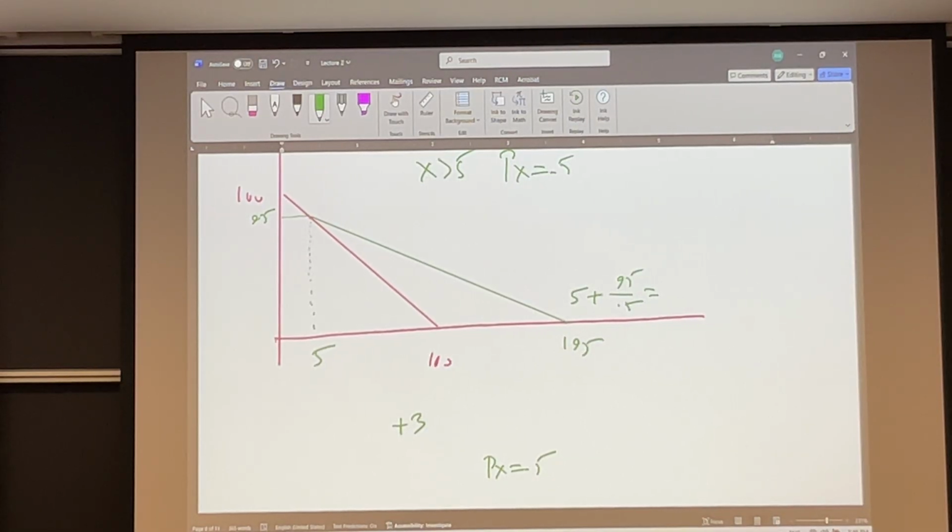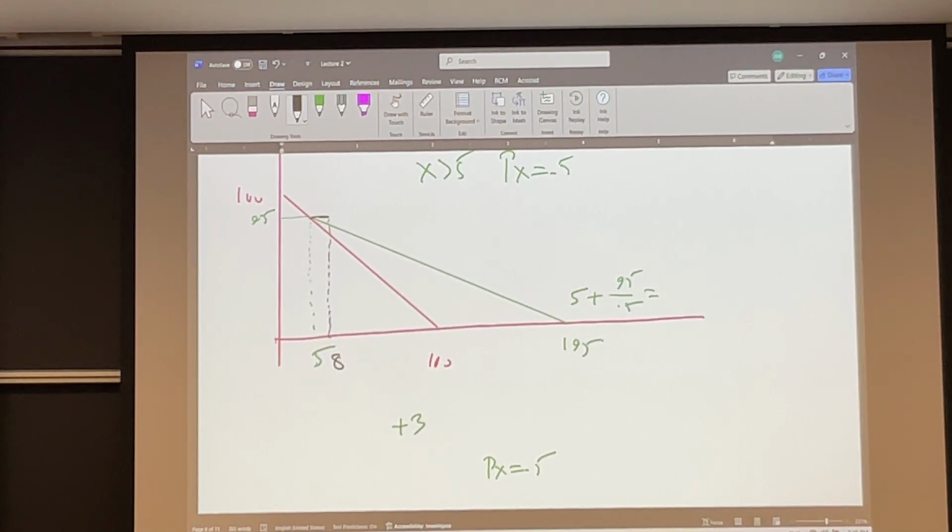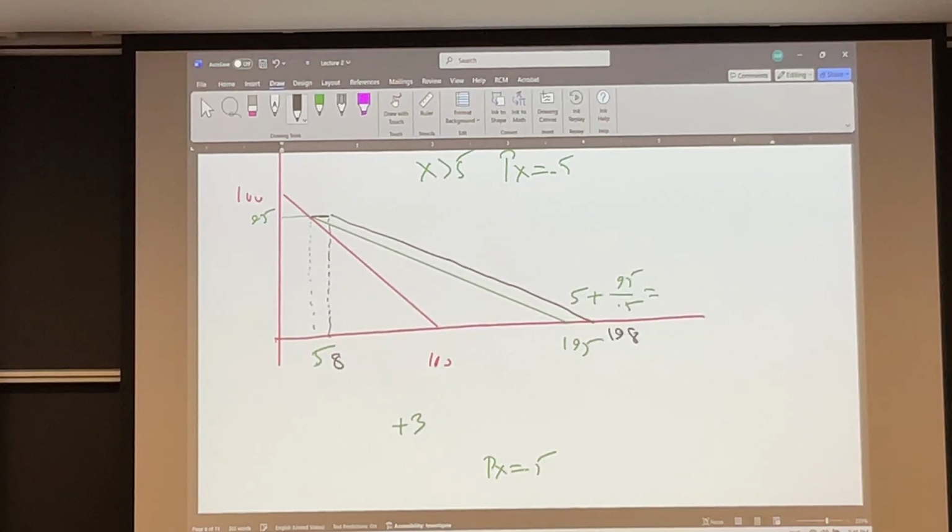Well, let's see. He bought 5 units. He can get 3 for free. So technically it goes to 8. Paying $5. You still have $95. What's the other end of the line now? It goes all the way to how much? 100? 198. Now you get 2 kinks.